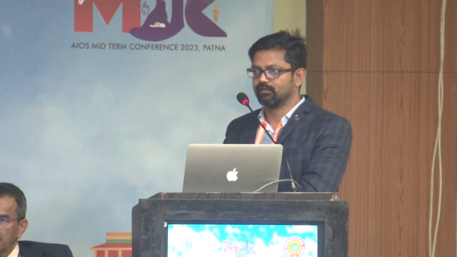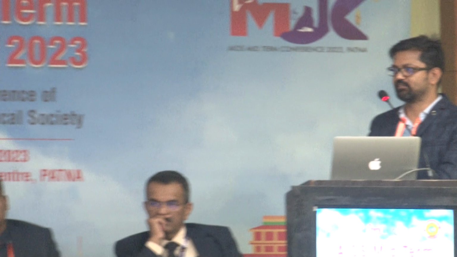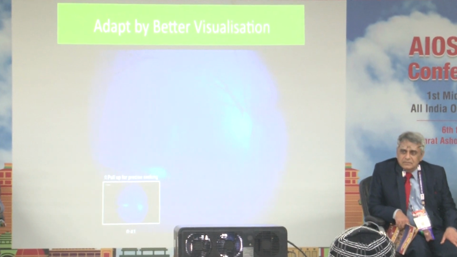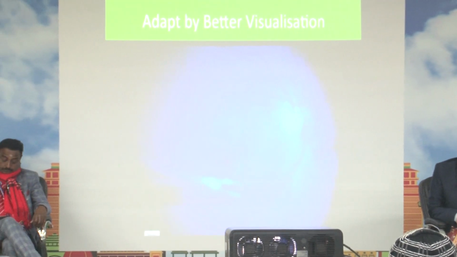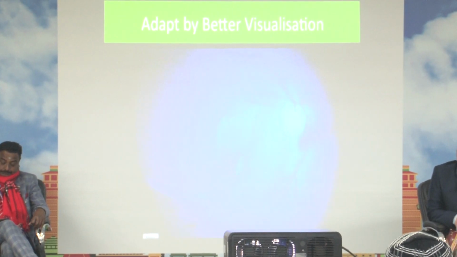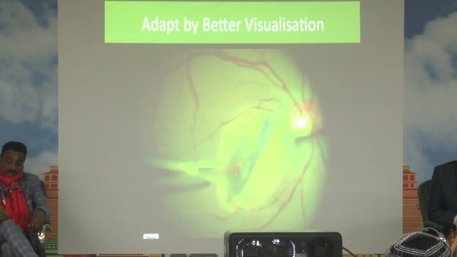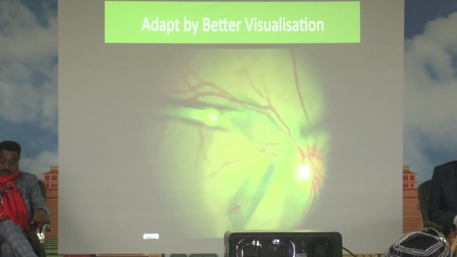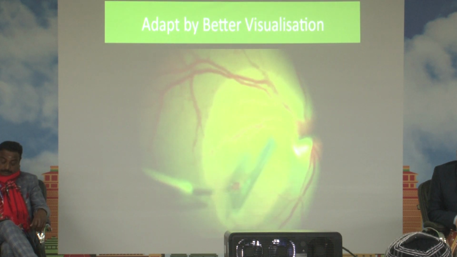So adaptability is the quality of being able to adjust to new conditions. This is the OS4 system that we have in our OT, and it comes with a 3 LED illumination system. You can play with the different wavelengths. As you can see, I had maximized the blue wavelength, and once I switched to the yellow wavelength, the depth perception as well as the visibility of the ILM is great.